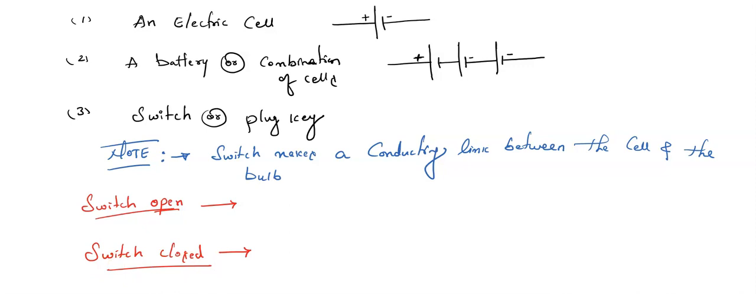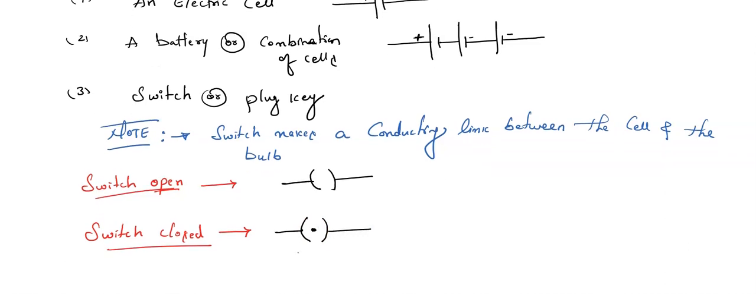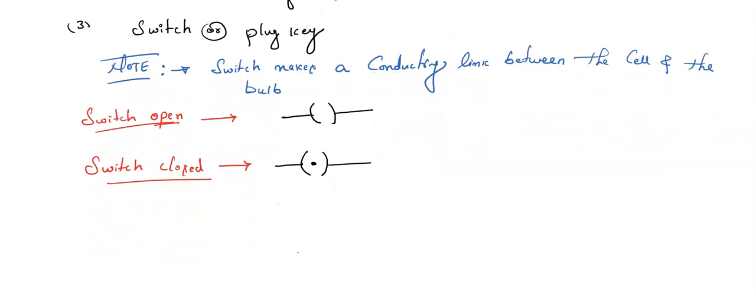How does the circuit symbol look? Very simple. See children, when the switch is in the open case, you are supposed to draw like this. This is the open. If the switch is closed, then you should draw the circuit symbol like this. Just put one dot here in the center. It means that the switch is in the closed condition. Any doubts? Is this clear? Very good. Next point.